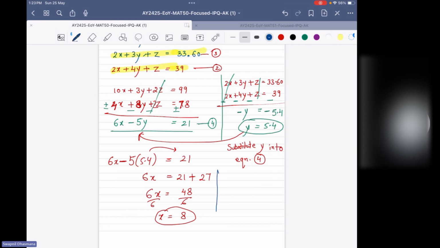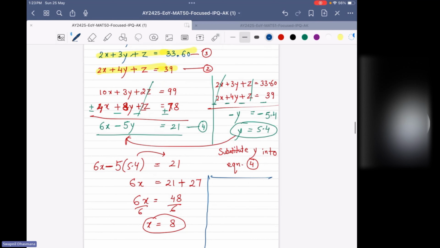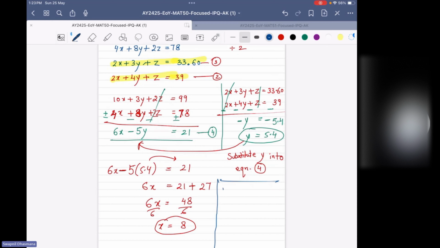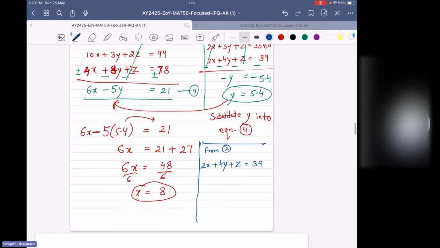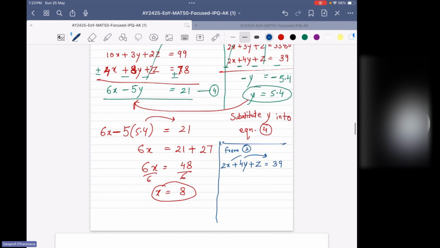And now, finally, you can substitute in the question to find the value of z. So I'll be using the equation 2. 2x plus 4y plus z equals 39. So we are trying to find out z now. So this would go here, this would go here. So z equals to 39 minus 2x minus 4y. You can use calculator.